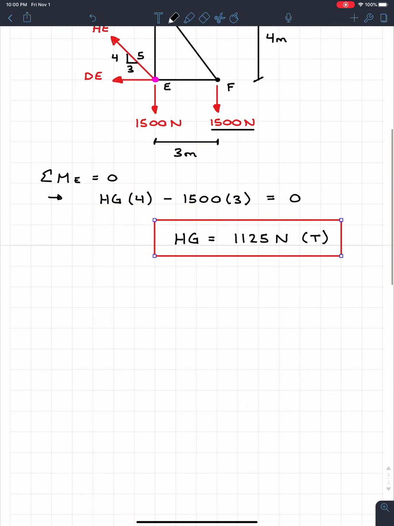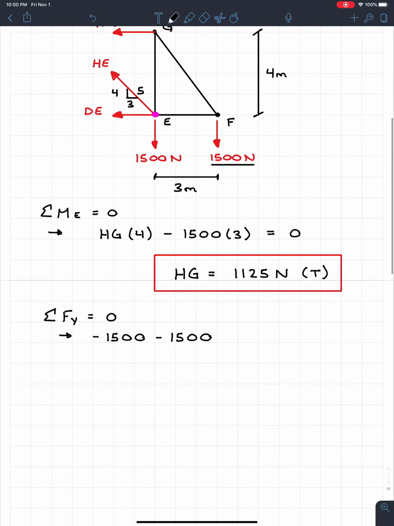So if I come down here and I go summation of the forces in the y direction is equal to 0, and I go through my thing, I see that I have two 1500s going downwards. So I'm going to have minus 1500, minus 1500. And then I have HE going up, and it's the only one.